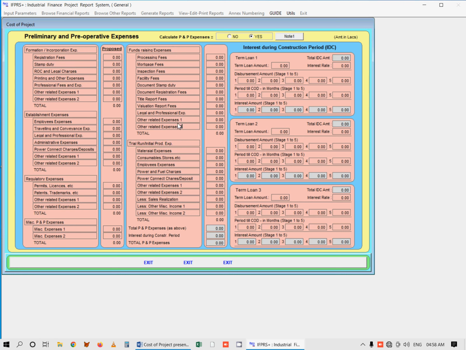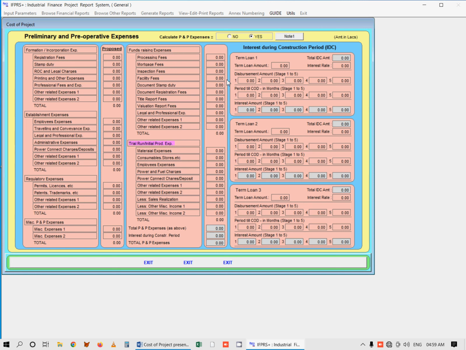Major head for preliminary expenses as formation and incorporation expenses with 7 user defined sub items with appropriate and useful default nomenclature. Similarly, for establishment expenses, regulatory expenses, funds raising expenses, etc. You could even work out pre-operative expenses under different heads as trial run expenses with all incidental expenses there too.